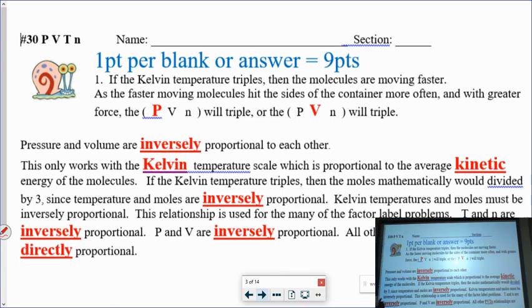So there's everything that we just went over. Pause the video if you need to write all that stuff down in case you did not get it the first time. And remember, as we're going through, you can pause the video at any point in time.